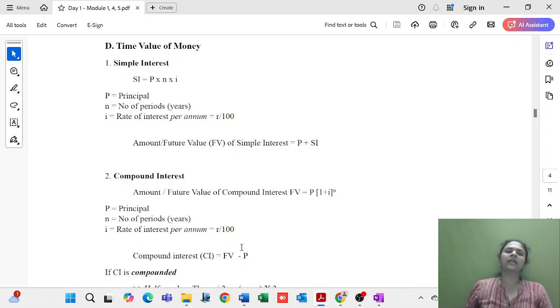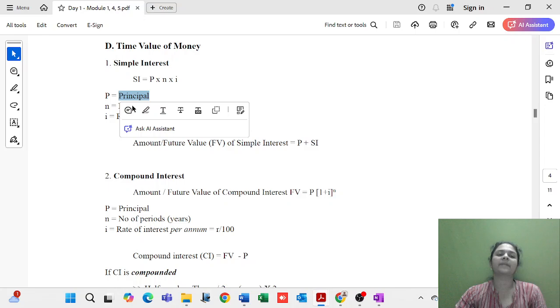So in this chapter, in time value of money, we are going to learn the formulas relating to simple interest, compound interest, annuities, present value, future value. These are the 4 areas of learning that we are going to do when it comes to time value of money. First, simple interest. We all know the simple, direct formula. Simple interest is equal to P into N into I, where P refers to the principal or the present value. Remember, this P represents the present value. Principal represents the present value.